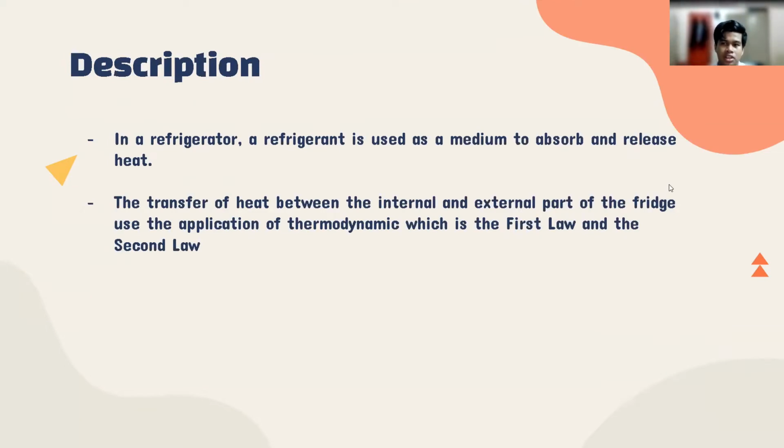In a refrigerator in our home that we use in our daily life, they use a refrigerant. They act as a medium to transfer heat from the inside of the refrigerator to the outside. The transfer of heat in the system itself uses the application of thermodynamics, which is the first law and the second law.